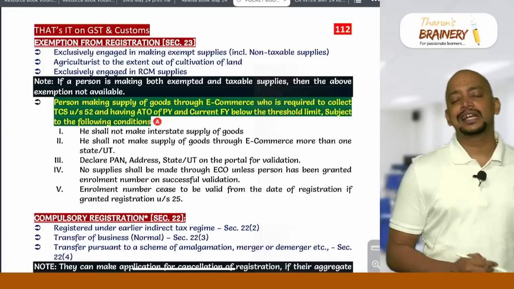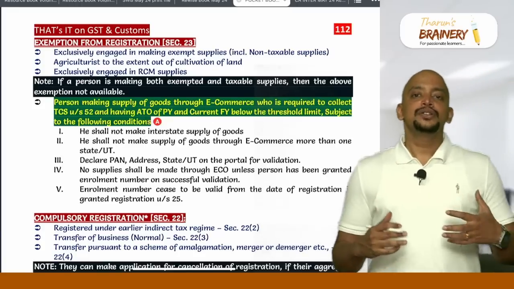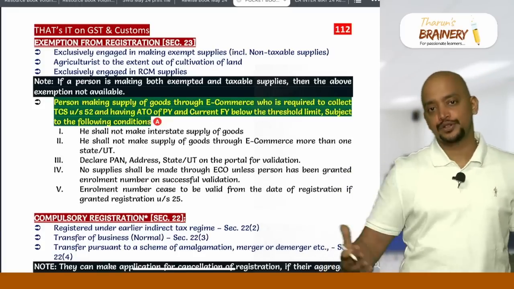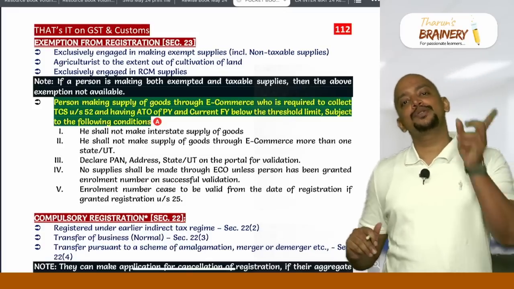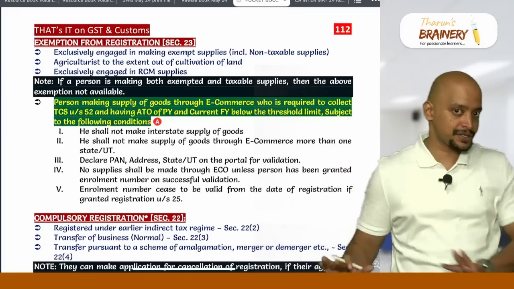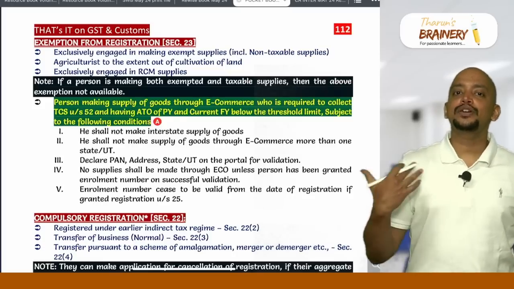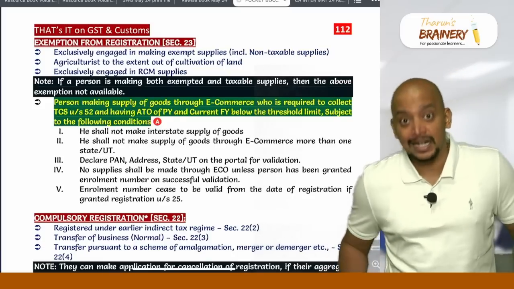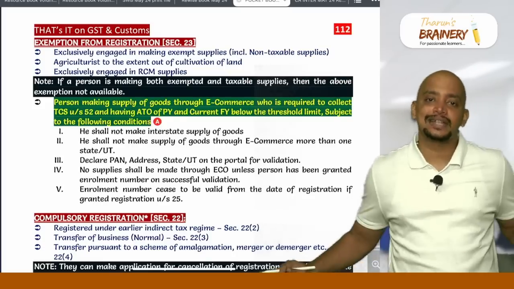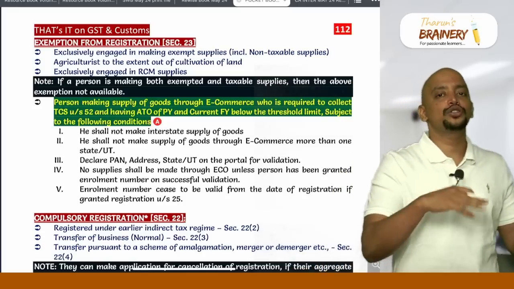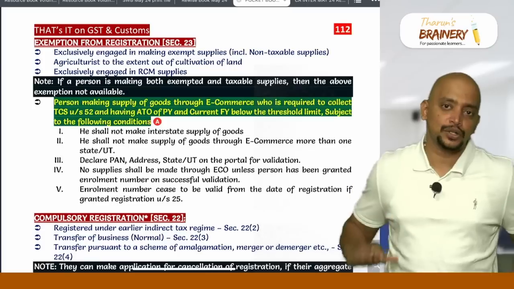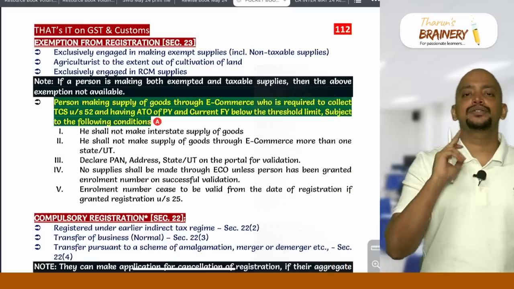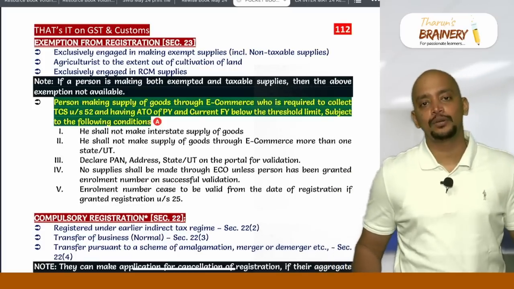And there is one relaxation here. Generally a person who is making supply of goods through an e-commerce operator is compulsorily required to get registered. But in case the supplier of goods through an e-commerce operator is not making any interstate supplies, either directly or through an e-commerce operator, then he is required to get registered only when his aggregate turnover exceeds the threshold limit. But that person is required to obtain a unique enrollment number.